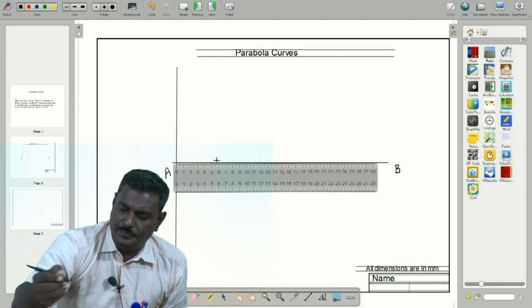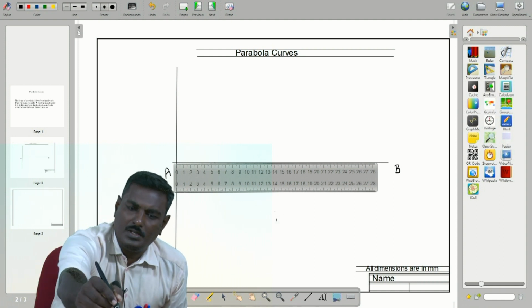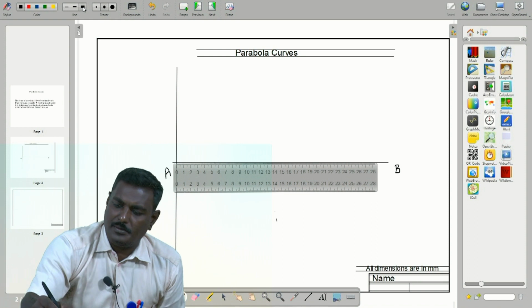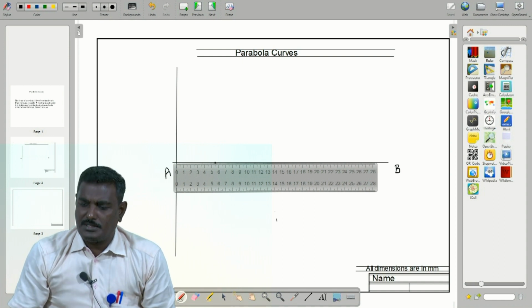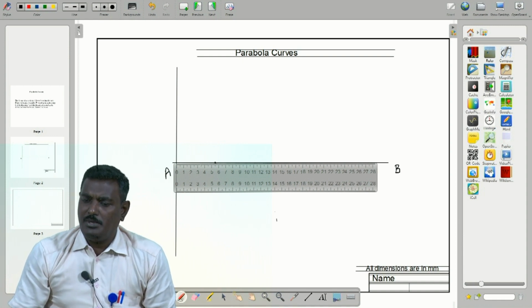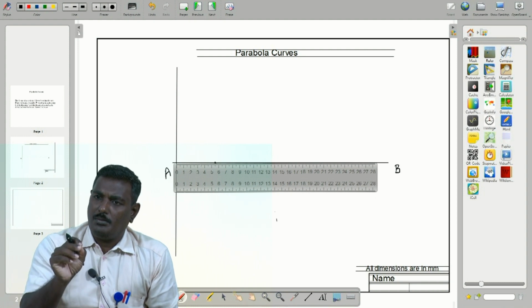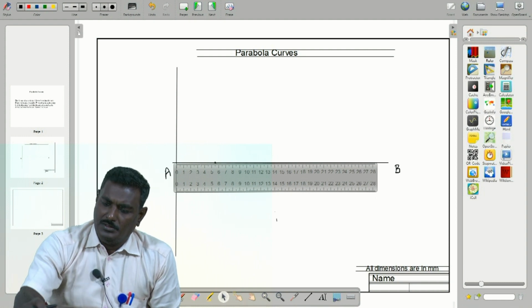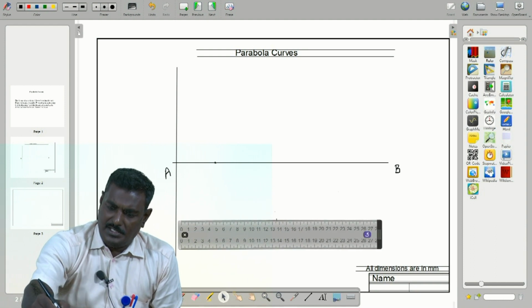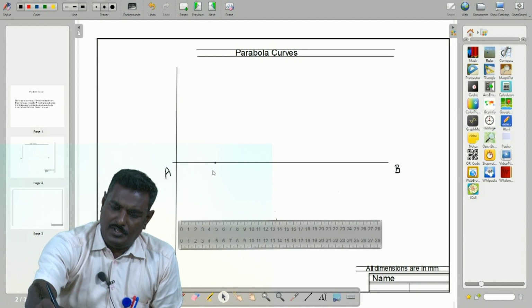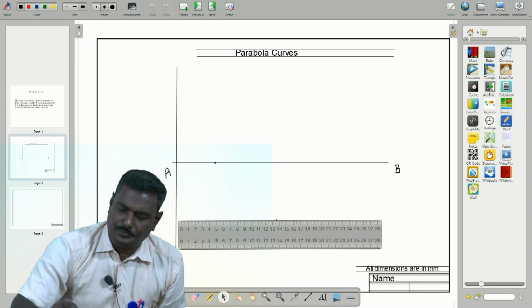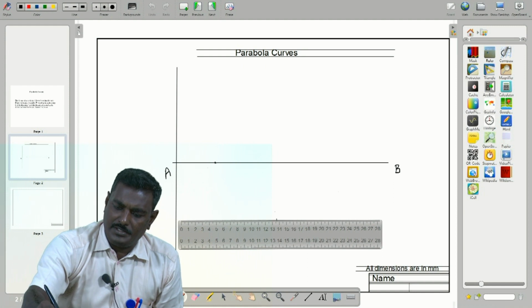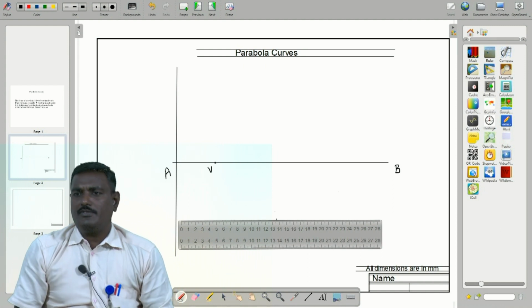Just a moment, yes, thicker for showing this point. So 55, that is 5.5 centimeters. You have to put a mark, that is a dot, at 5.5 centimeters. So this is the vertex. We have to mark the vertex.